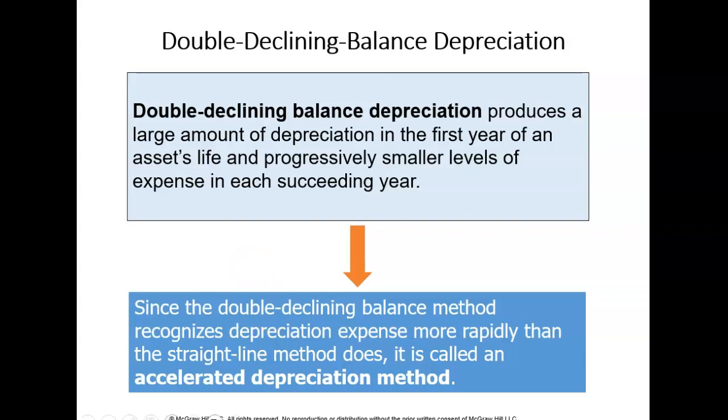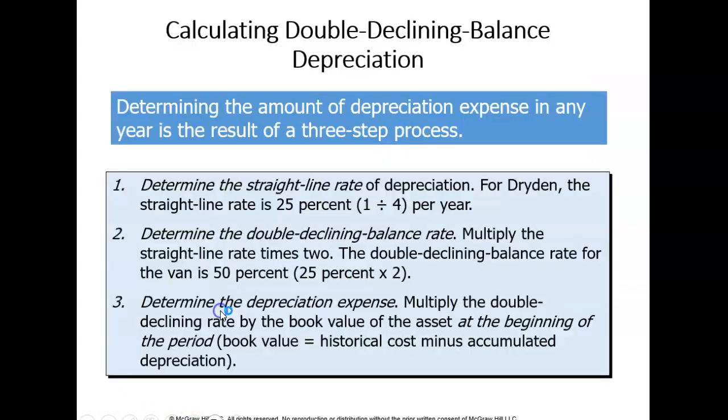This is also called an accelerated method because, again, you're going to expense a greater amount in the asset's earlier years and a smaller amount as the asset becomes older. Okay? So now you need to know these 3 steps for this approach. So if you need to stop the video, write down these 3 steps. Step number 1 is determine the straight line rate of depreciation.